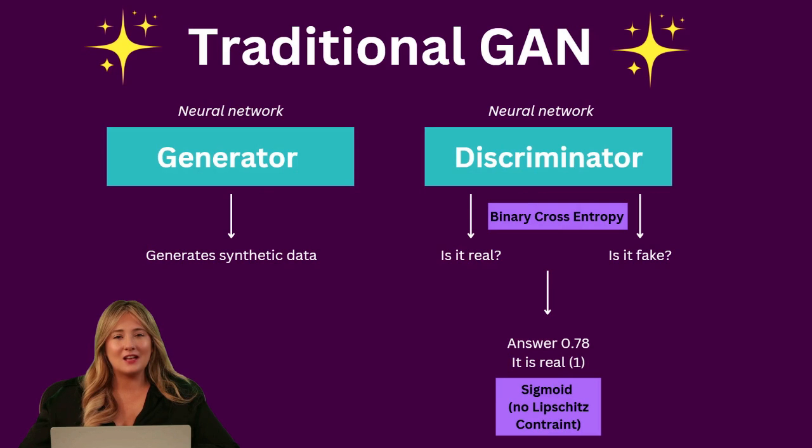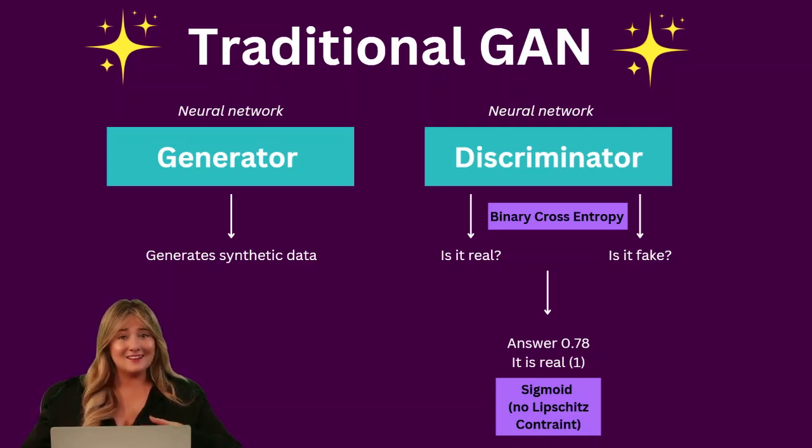So a traditional GAN has a generator and a discriminator. And the discriminator is fed with lots and lots and lots of real-world data until the discriminator can say, do you know what, I'm confident I know what real-world data looks like. The generator is then fed with just noise, and that noise is generated into synthetic data.